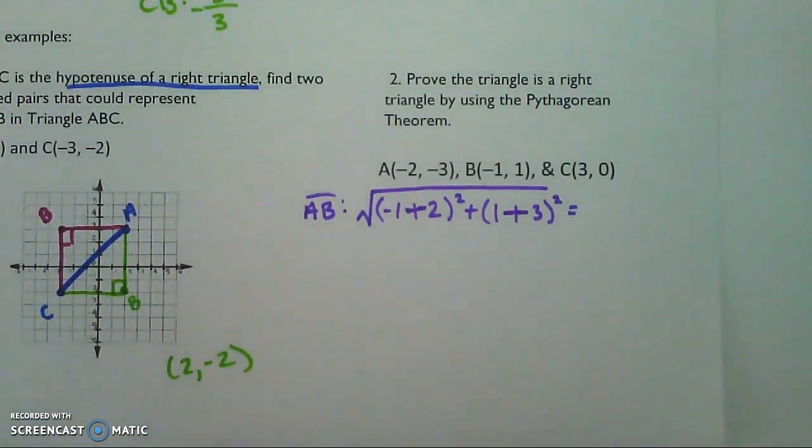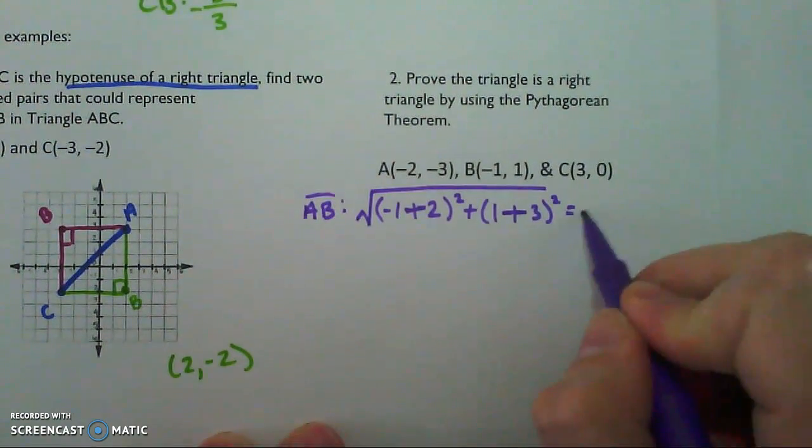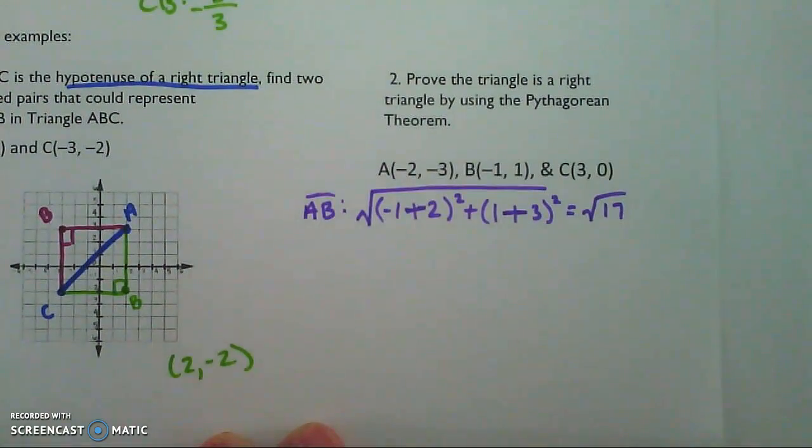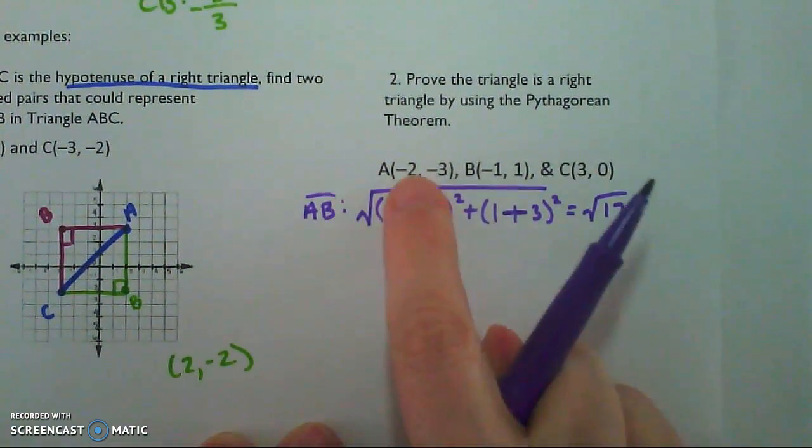Let's see, I'll simplify this over here. -1 plus 2 squared would be what? 1 squared, which is 1. 1 plus 3 is 4. 4 squared is 16. So this is going to come out to be the square root of 17. So that covers side AB.